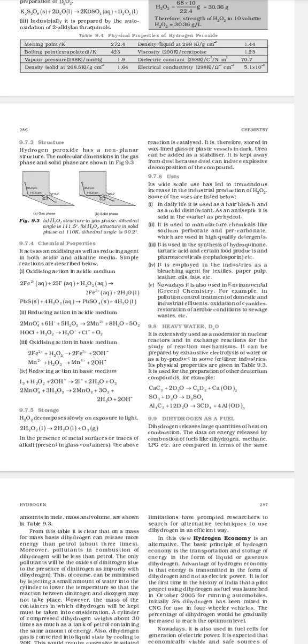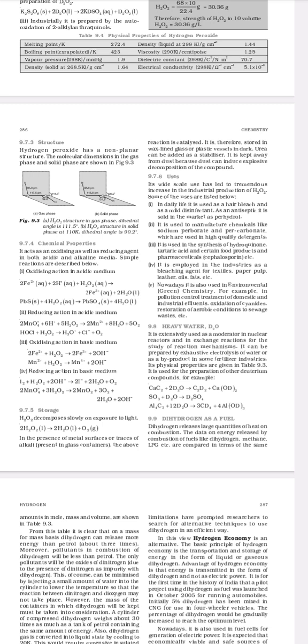Next is uses. Its wide-scale use has led to a tremendous increase in industrial production of hydrogen peroxide. Some of the uses are listed below. In daily life, it is used as a hair bleach and as a mild disinfectant. As an antiseptic, it is sold in the market as perhydrol. It is used to manufacture chemicals like sodium perborate and percarbonate, which are used in high quality detergents.